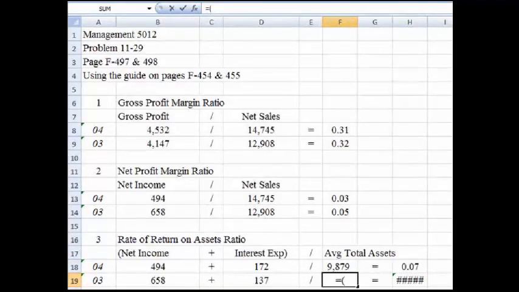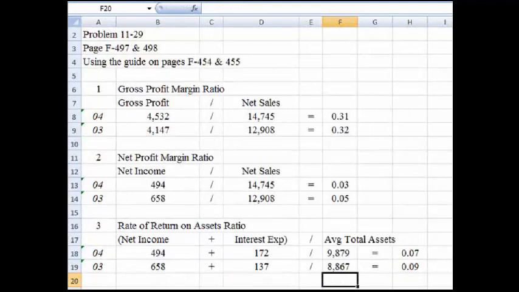For the 2003 ratio in the cell directly below the one in which we entered the formula, we will add the $9,032,000 and the $8,701,000 from the 2002 ending balance and divide the sum by 2. The end result for the rate of return on assets ratio for 2004 is 0.07 or 7%. For 2003 it's 0.09 or 9%.